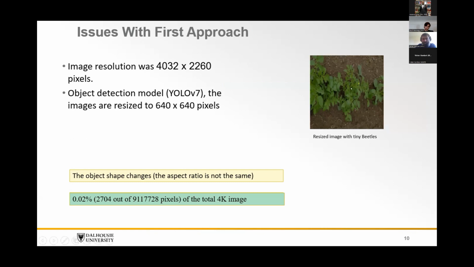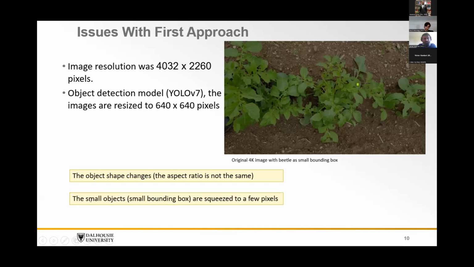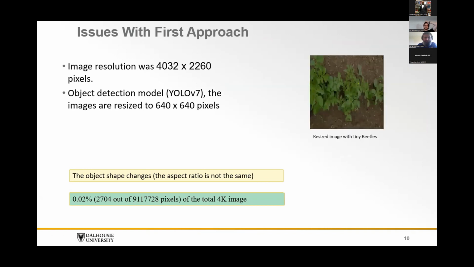And the second thing is that the object of interest is already very small, and when we resize it to be even smaller, it becomes almost negligible. It changes from around 0.1% to 0.02% of the whole 4K image.